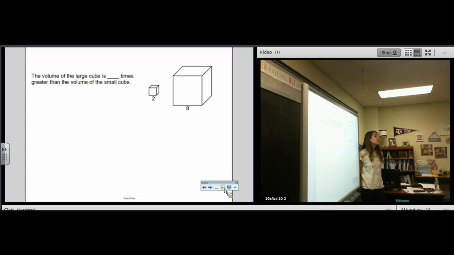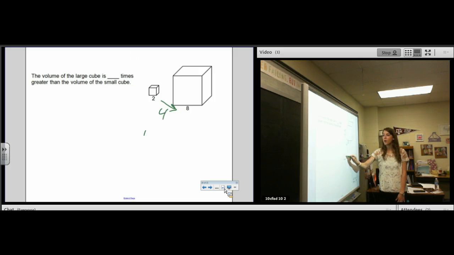This one it doesn't matter, right? Does this one matter which one goes on top? There's not really an on top. Well, how much bigger is the side? Yes. 8 divided by 2. How much bigger? 4 times bigger. Now, 4 is the scale factor.